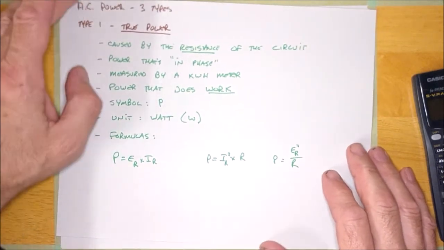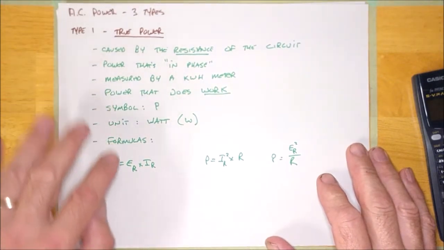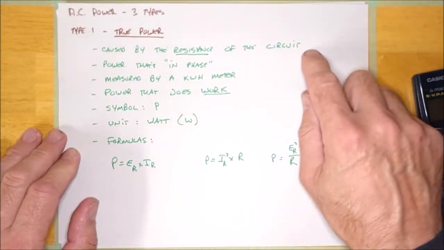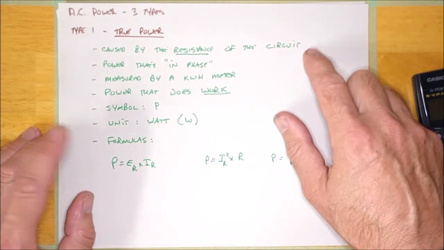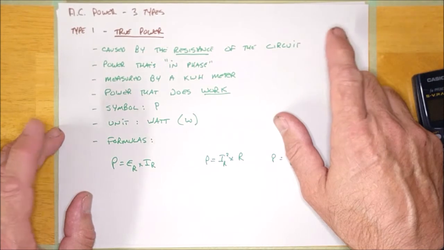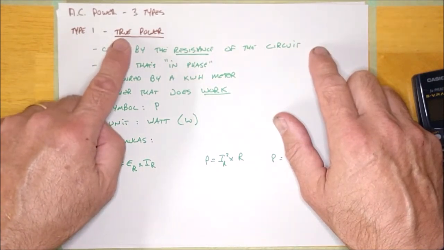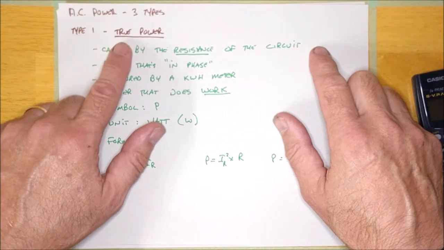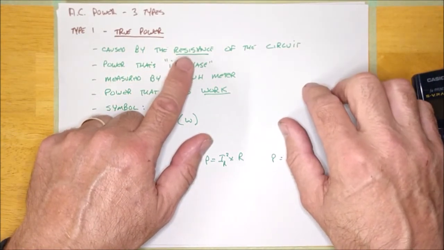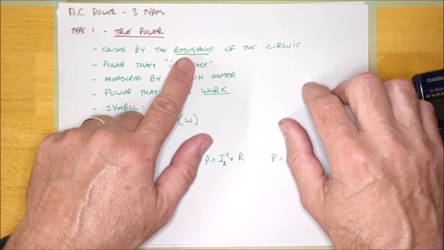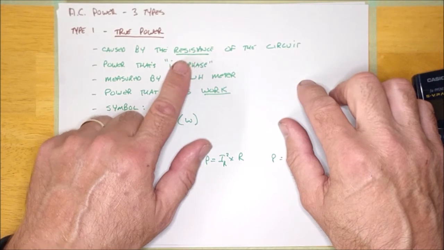So the first type of power that I want to talk to you about is called true power, okay? I've pre-written all this out so you didn't have to watch me write it out, but pause the video if you want to take these notes or take a picture or a screenshot. True power is any power in the circuit that's caused by the resistors. If you have resistors in the circuit, you will have true power.